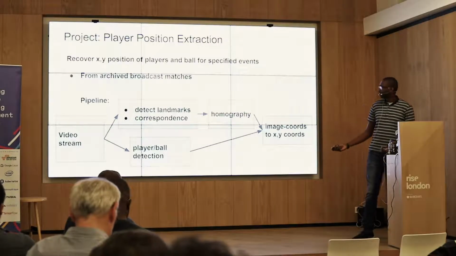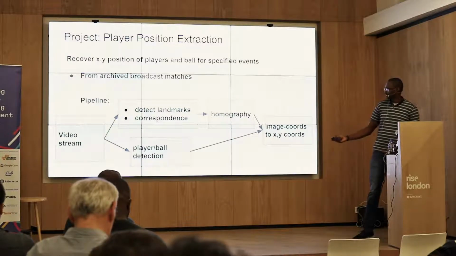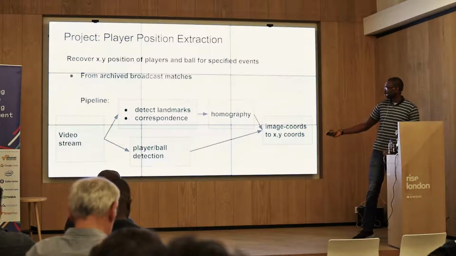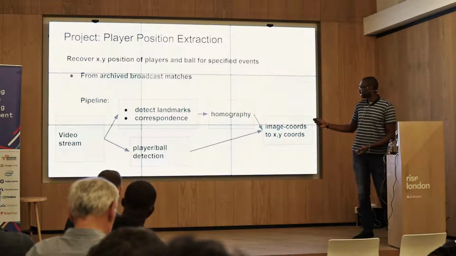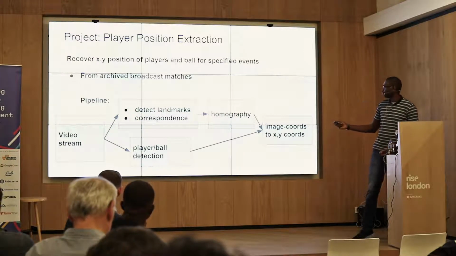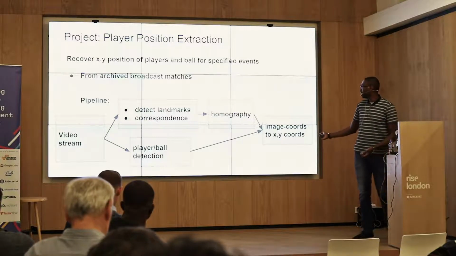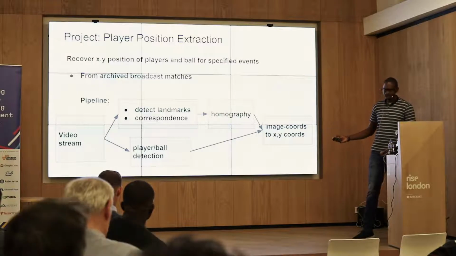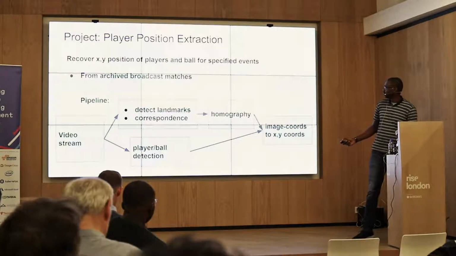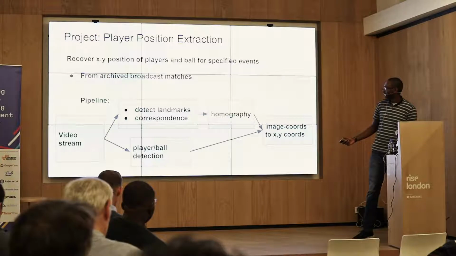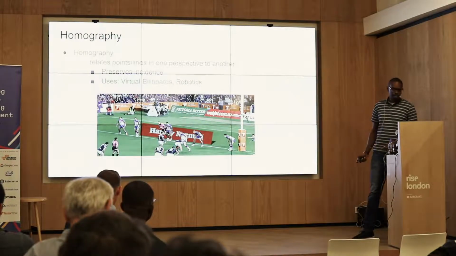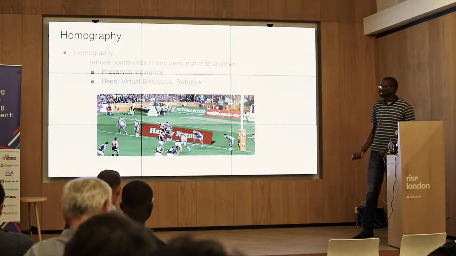Here I show the pipeline, which is essentially: we have a video stream, we detect landmarks, perform what's called correspondence, and we get a homography. This allows us to convert points in the image to XY coordinates, or pitch coordinates. What I'm going to be talking about is this part in particular, the detection and homography pipeline, and the work we did there. So first of all, homography.